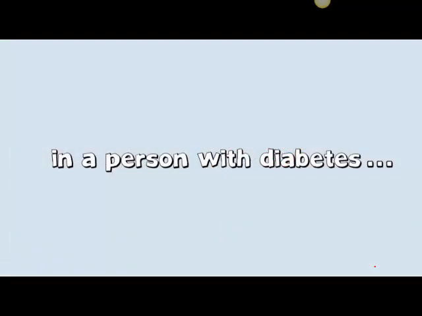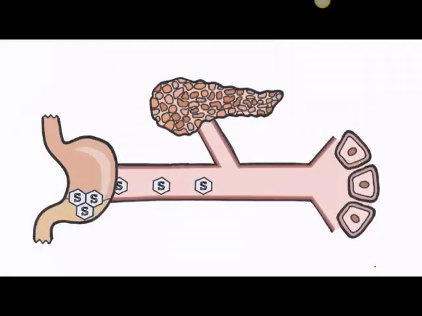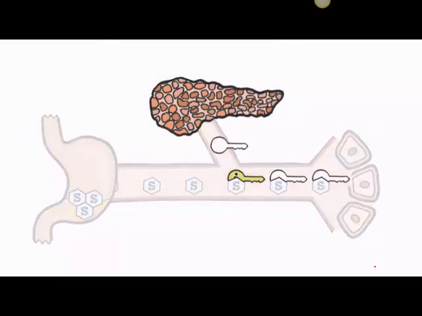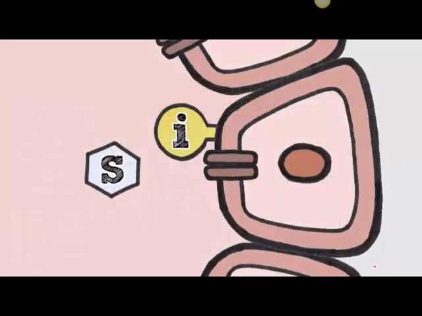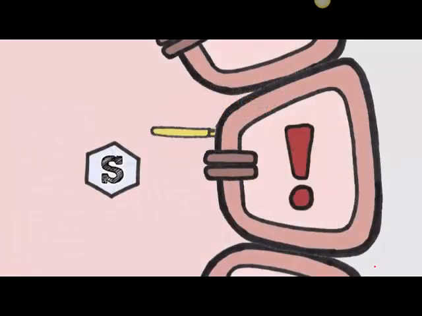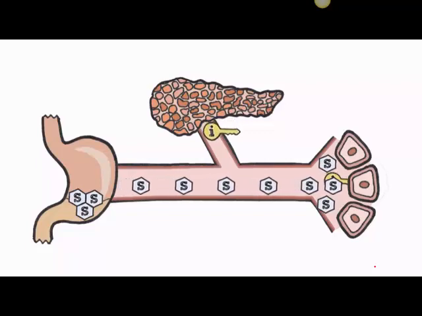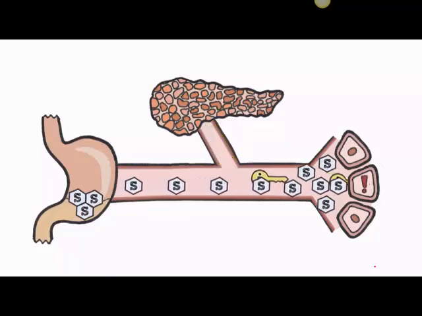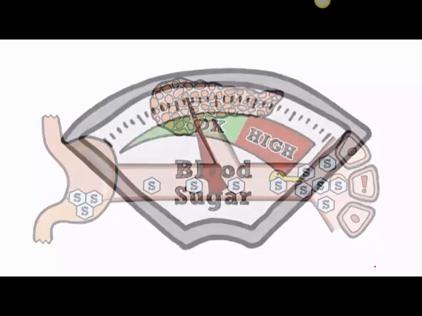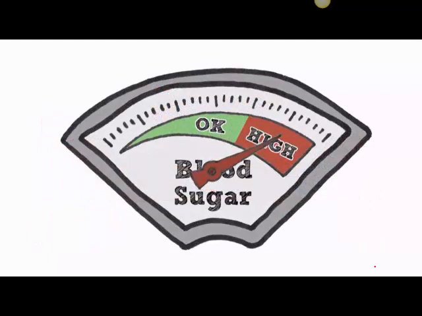Now let's see what happens in a person with diabetes. Sugar enters the bloodstream, but one of 2 things happens. Either the pancreas does not produce a sufficient quantity of insulin to match the sugar entering the bloodstream, or the body cells do not respond to the insulin that the body is producing. In both cases, the result is the same. Cell doors remain closed, causing sugar to get backed up in the bloodstream. As a result, blood sugar levels rise.